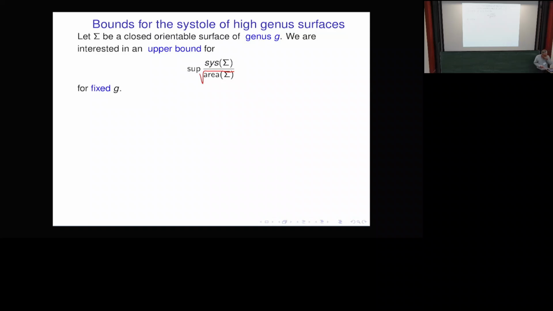So the reason I did it is because that was not Gromov's original proof, but Kodani used graphs to bound the systole for high genus surfaces, and Saburo later refined this method too. So we are looking for a bound of systole over, as I said, square root area, because as I said before, when you multiply the metric by lambda, the systole multiplies by lambda, but the area by lambda square.